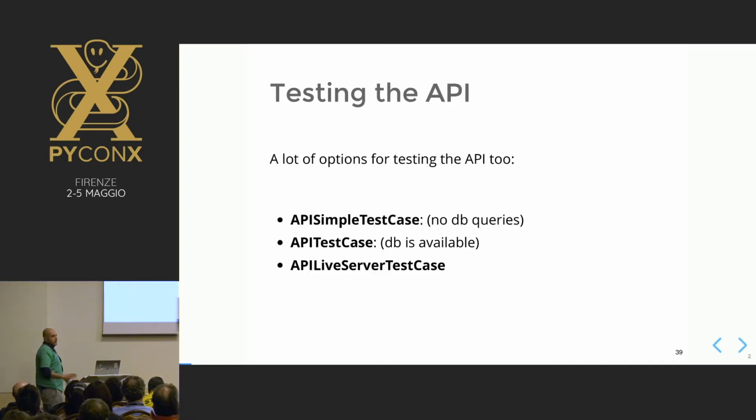For testing the API, there are options too. There is APISimpleTestCase, which mirrors the SimpleTestCase from Django, is an extension of that class, but you have no DB queries there. APITestCase, where you have the DB available, and APILiveServerTestCase, which is the same as the LiveServerTestCase of Django, so you have a static web server.